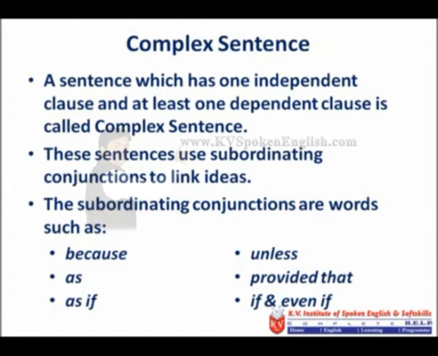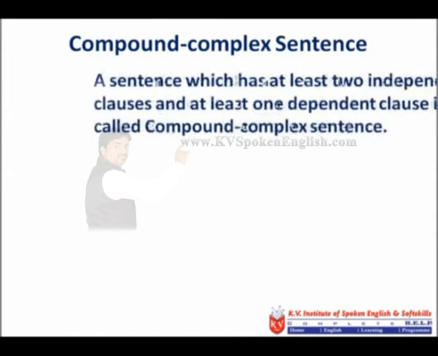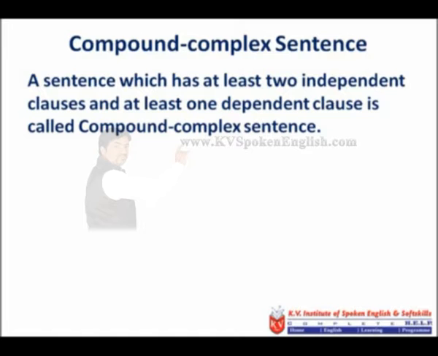Now let's see compound complex sentence. A sentence which has at least two independent clauses and at least one dependent clause is called a compound complex sentence. The dependent clause can also be a part of the independent clause. We can use because, since, as to form a compound complex sentence.